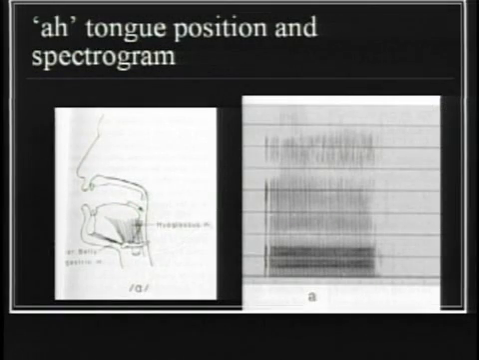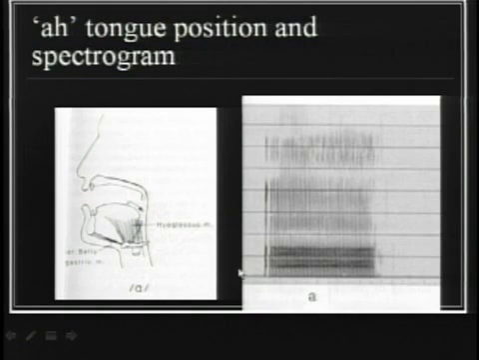All right, so we go to the other extreme now, and we have the ah. This is what an ah would look like in a diagram based on an X-ray. And here we've got the main point of constriction at the posterior part of the tongue. It's a low back vowel. And you can see because the main area of constriction is right here, we've got a tiny pharyngeal space and a huge space anterior to the constriction.